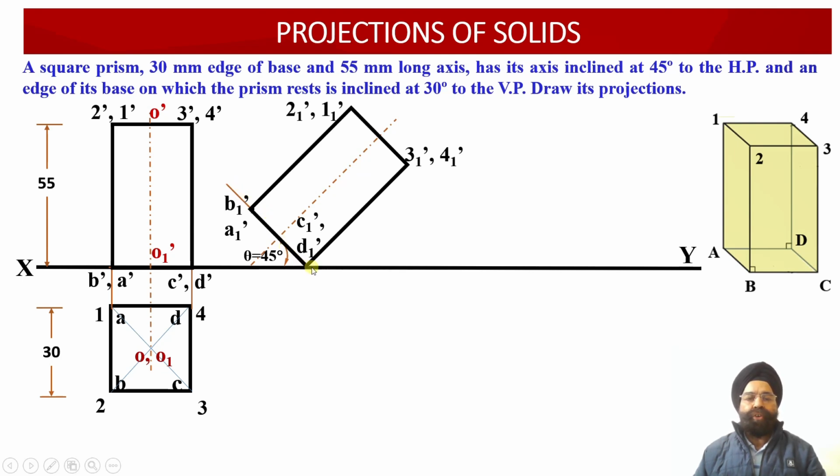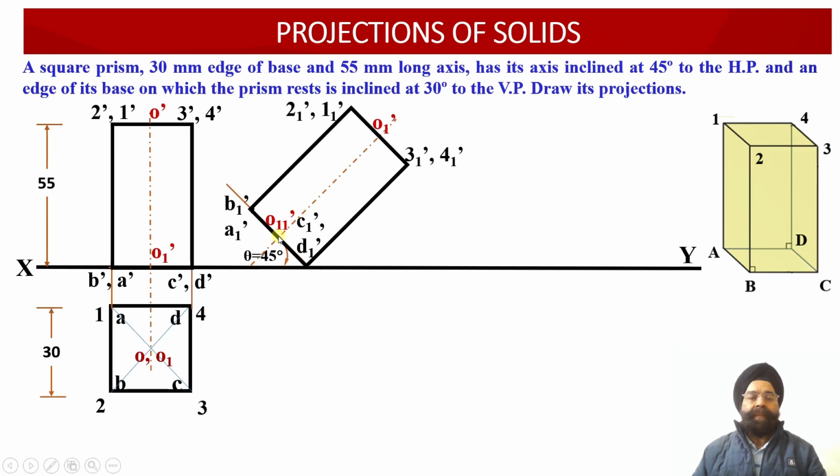So now we are able to obtain points C1 dash, D1 dash resting on the ground, B1 dash, A1 dash lying over here, and similarly corresponding to the top face of the square prism, we have been able to identify the points 2 1 dash, 1 1 dash, 3 1 dash and 4 1 dash, and corresponding to the axis we have got points O1 dash and O11 dash located over here.